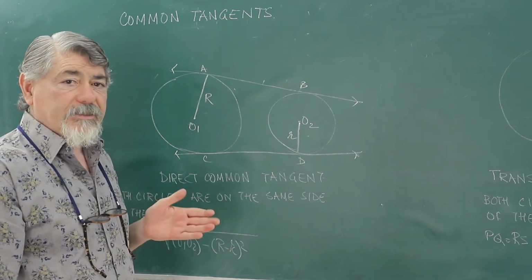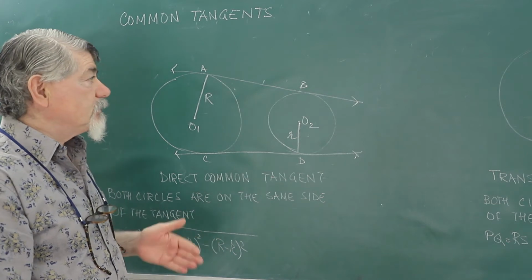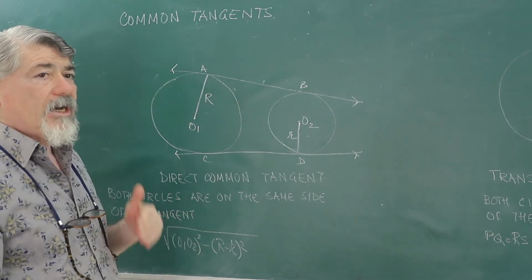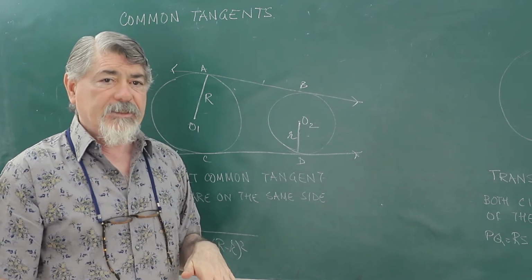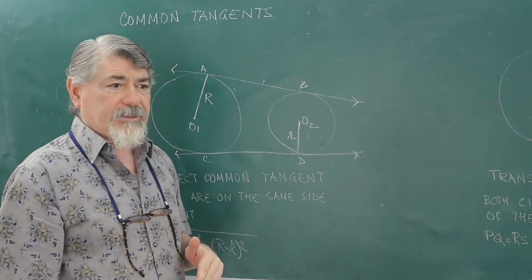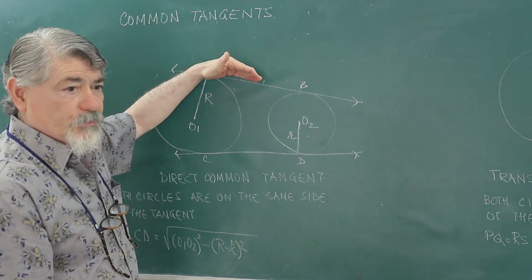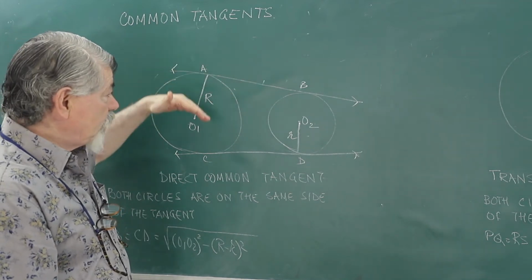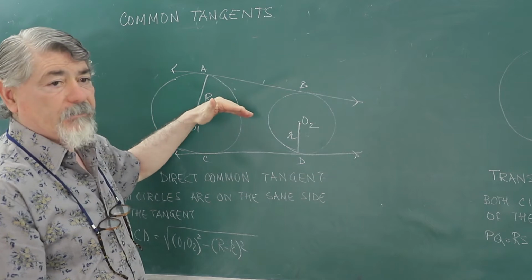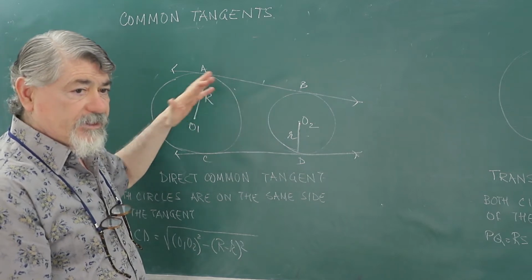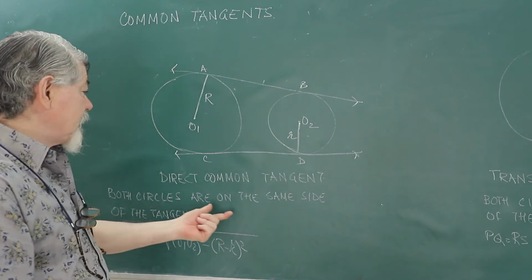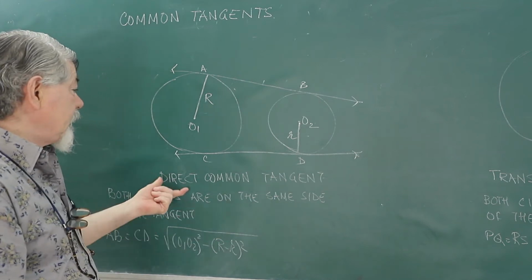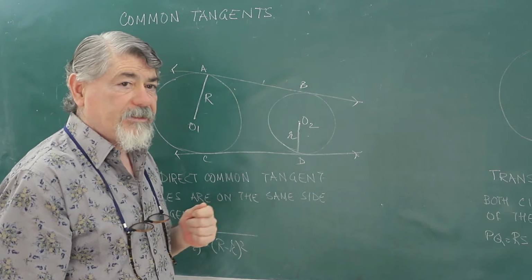These are called direct common tangents because both the circles are lying on one side of the tangent. Like in this case I showed you, they are lying below AB or they are lying above CD. So these kinds of tangents are called direct common tangents. Both circles are on the same side of the tangent.